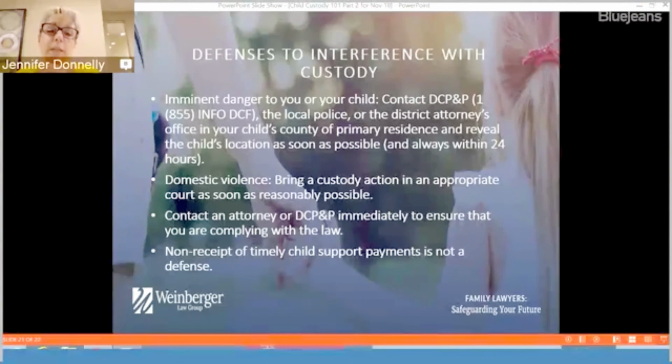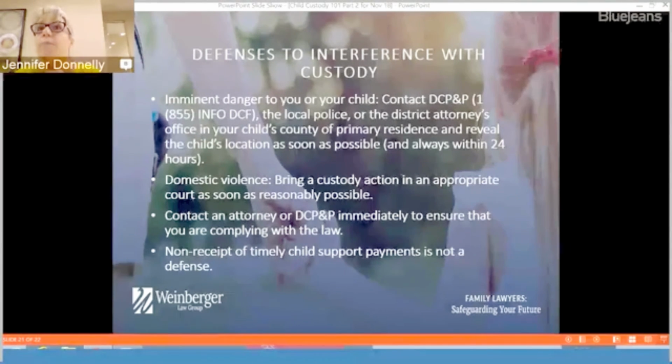Of course, if you're in immediate danger, you can contact DCP&P. You see the telephone number there, the local police, the district attorney's office, where your child is living if you're not living with them, and let them know your child's location as soon as possible if you believe they're in danger. Again, if you're a victim of domestic violence, you might want to bring a custody action in an appropriate court as soon as reasonably possible. Contact an attorney or DYFS immediately to ensure that you're complying with the law.